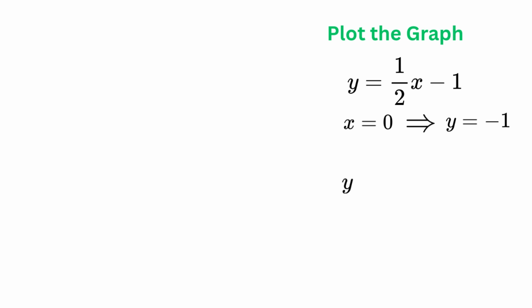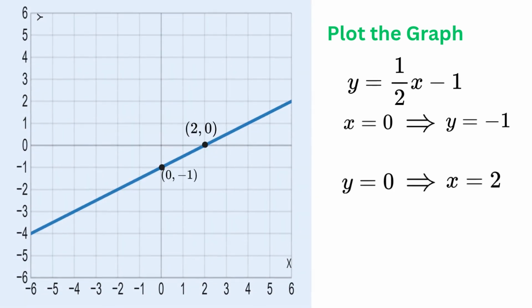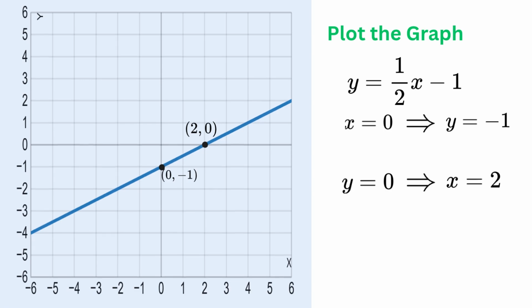To graph a linear function, you actually need only 2 points. That's it. Let's take an example. The equation y equals 1/2 x minus 1. When x equals 0, y equals minus 1. That's our y-intercept, the point where the line crosses the y-axis. Now, when y equals 0, x equals 2. That gives us another point on the graph. Once you have these 2 points, just join them with a straight line, and boom. You've got your linear graph. It's that simple. 2 points are all you need to bring a straight line to life.